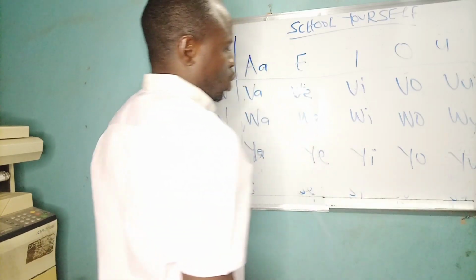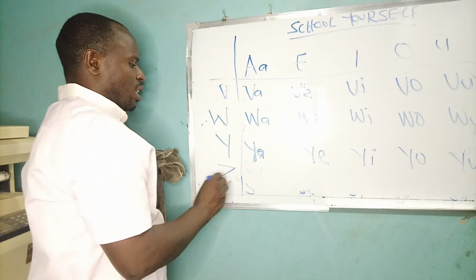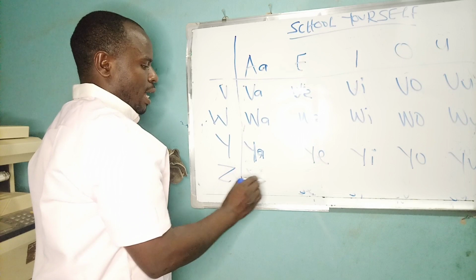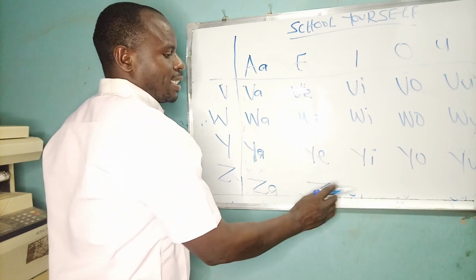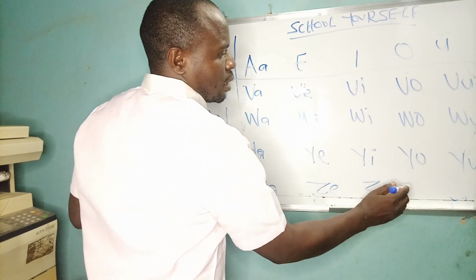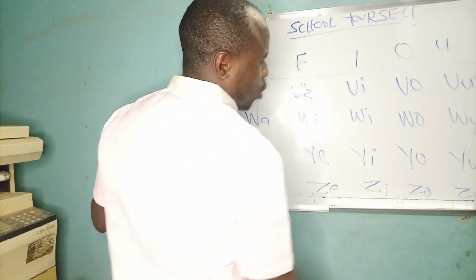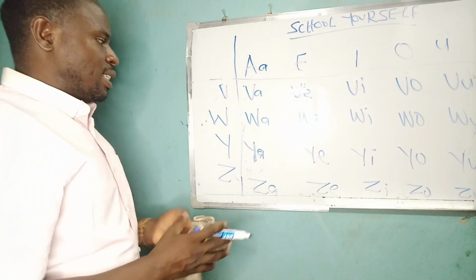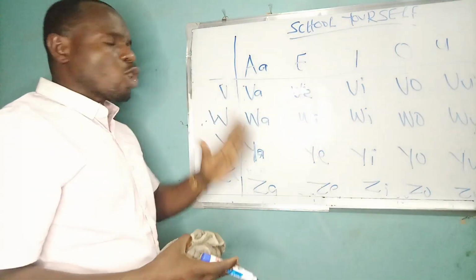Then Z is also straightforward. We have za. Then Z with E, that's ze. We have Z with I, that's zi. Z with O, zo. Then Z with U, zo. So this is a brief combination of both consonant and vowel.